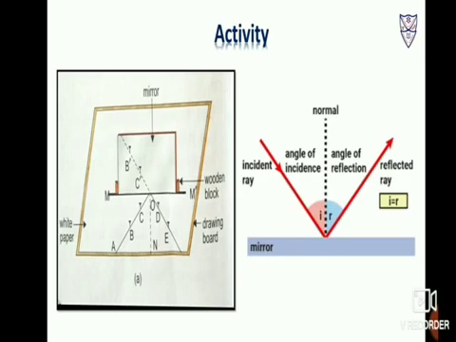Now when you measure the angles AON and EON with the help of a protractor, what will you notice? You will see that the angle of incidence is equal to the angle of reflection. Now repeat the activity by changing the angle of incidence. What you will see is, if the angle of incidence is 30 degrees, the angle of reflection will be 30 degrees. If it is 45 degrees, then the angle of reflection will also be 45 degrees.